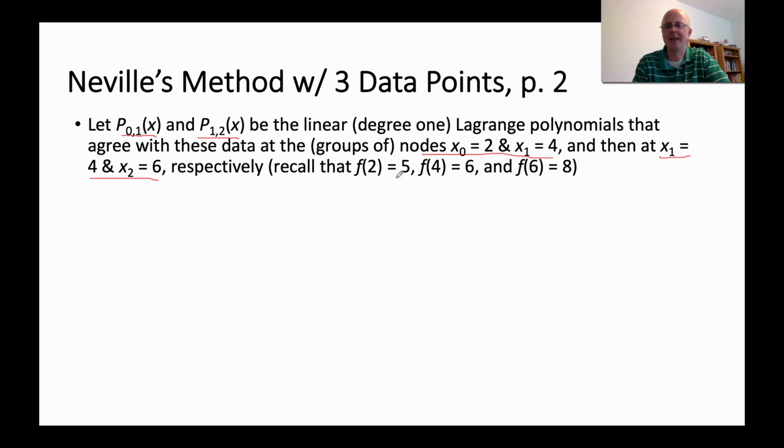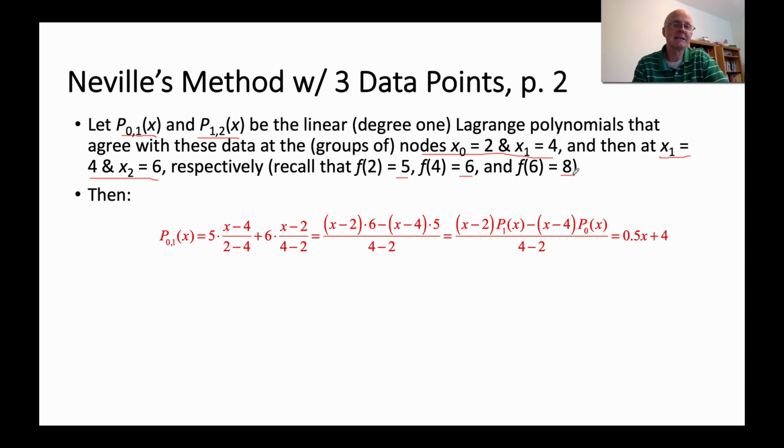And let's not forget that f of 2 is 5, f of 4 is 6, and f of 8 is 8. Those are the second coordinates of the data points. That'll be helpful in looking at the next equation. Right here, this is the Lagrange interpolating polynomial based on what I talked about in lecture 18 that's going to agree with the data at the 0th and 1st nodes. 5 is the output of the function at the 0th node, which is 2. 6 is the output of the function at the 1st node, which is 4. F of 2 is 5, f of 4 is 6.